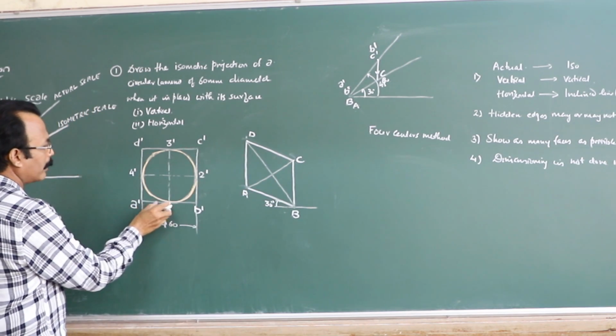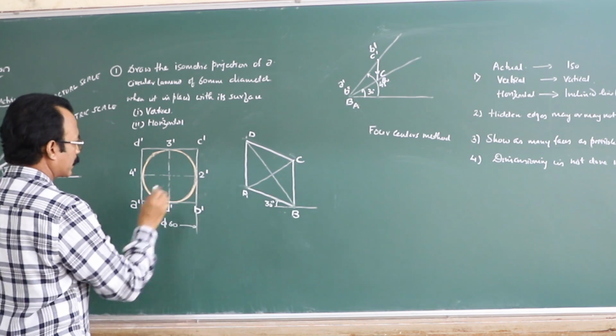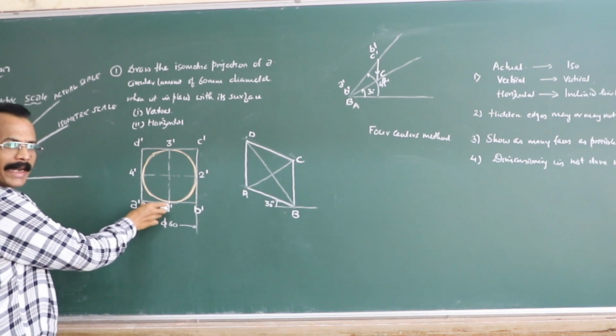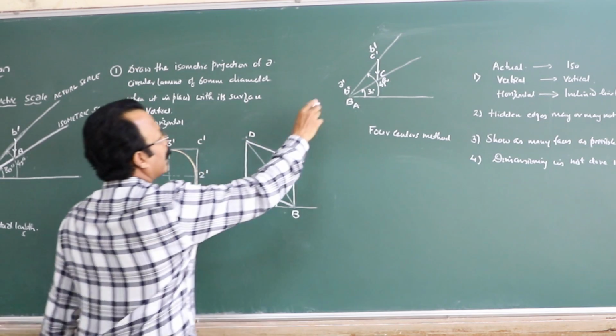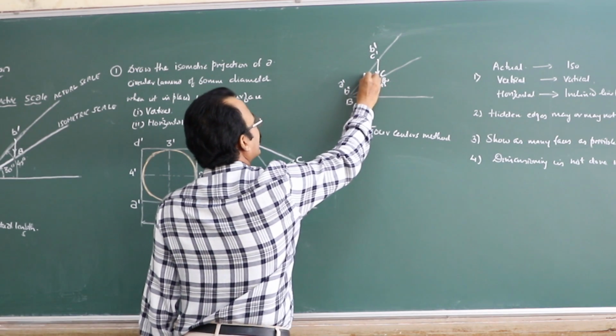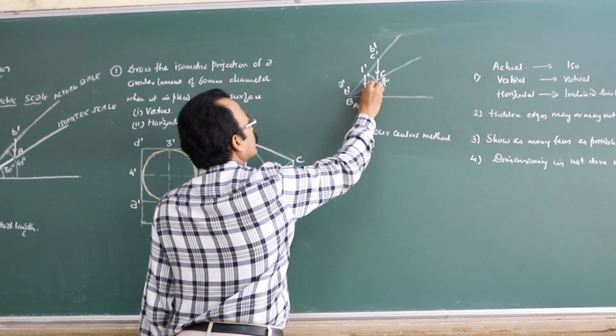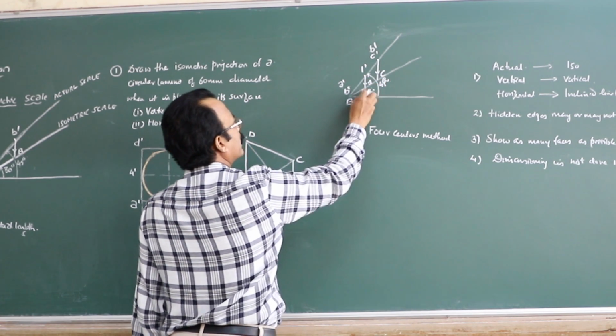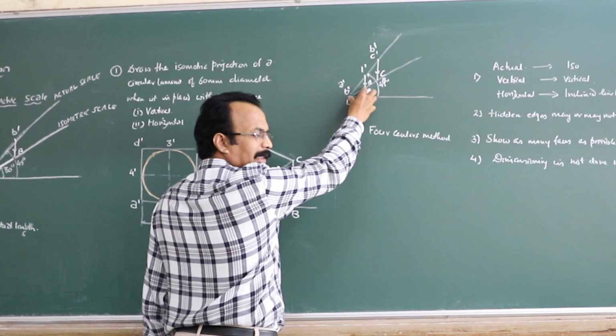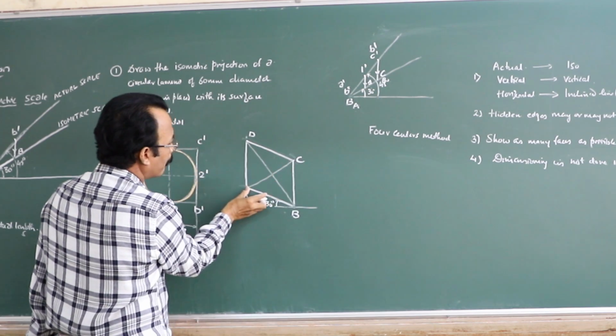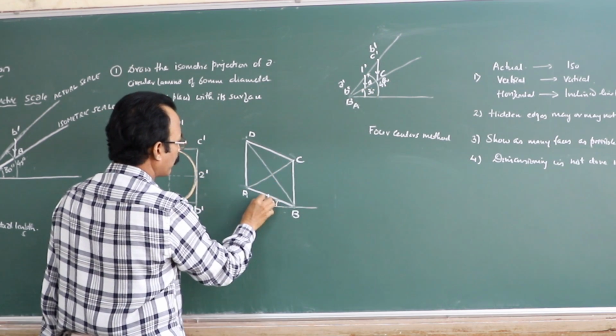See, for example, I want to mark the midpoint of this here. So you take this a dash 1 dash distance and mark it here, a dash 1 dash. Then drop a perpendicular. So you will have a1 distance here. Now take this a1 distance and mark it here. So this will be your 1.